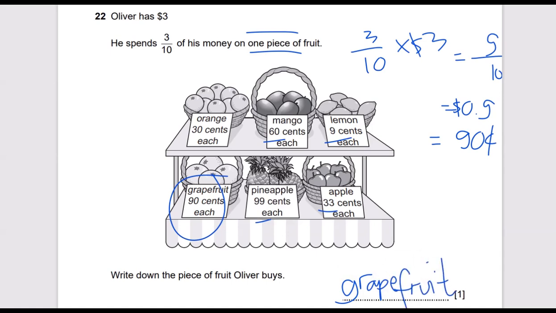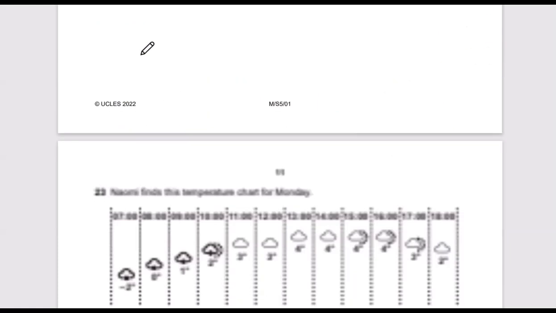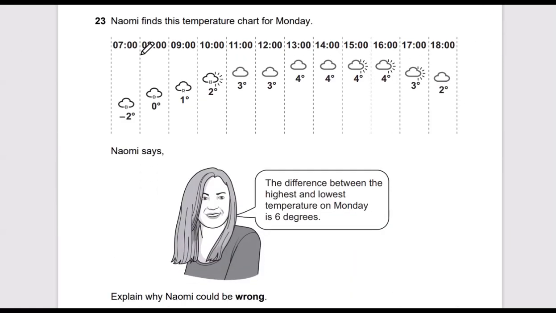Okay, guys, let's move on. Question 23. Naomi finds this temperature chart for Monday from 07:00 to 18:00, 6 p.m. in the afternoon. Naomi says the difference between the highest and lowest temperature on Monday is 6 degrees. Explain why Naomi could be wrong.